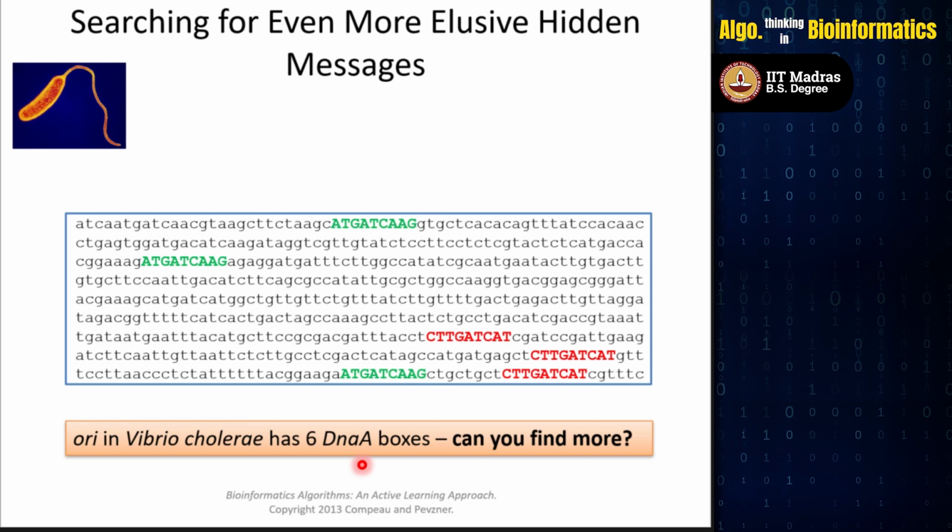So, we are searching for a bit more elusive hidden messages, elusive in the sense that they are not occurring exactly, but there are some errors which may happen, or some buffers or tolerance levels we may want to bear with, right. We have seen earlier that this origin of replication of 500 nucleotides in the cholera bacteria has 6 of these DNA boxes, 3 of them in the reverse complements. Can you find more of them, right.